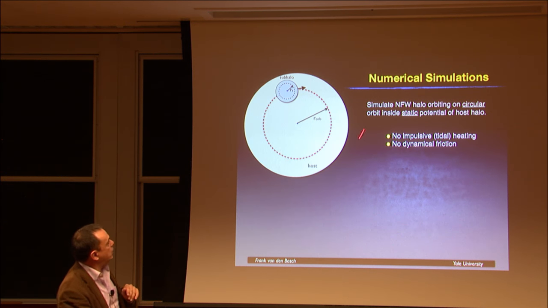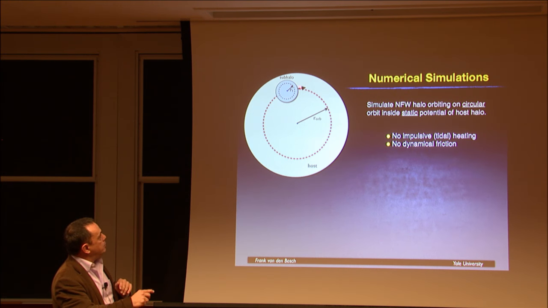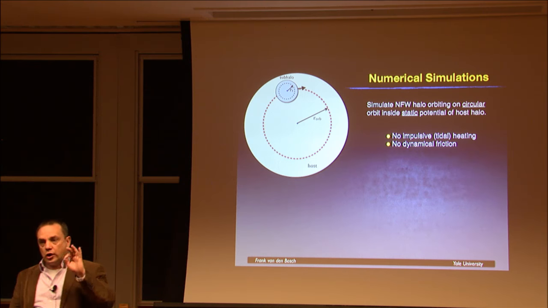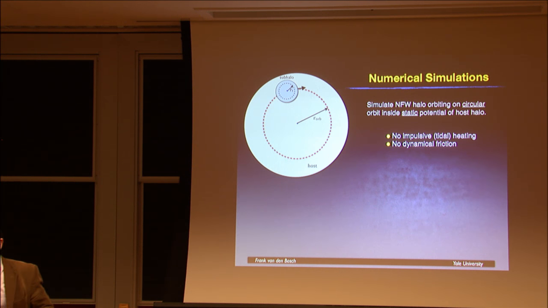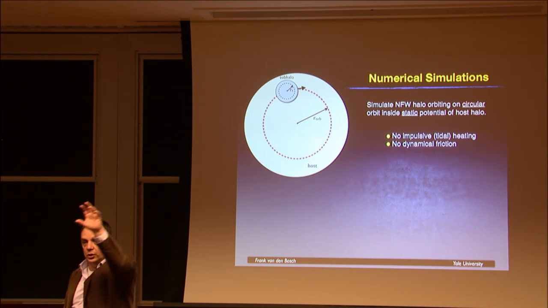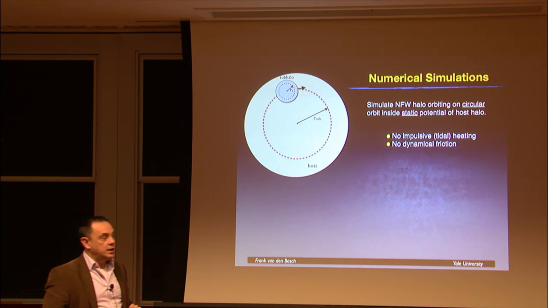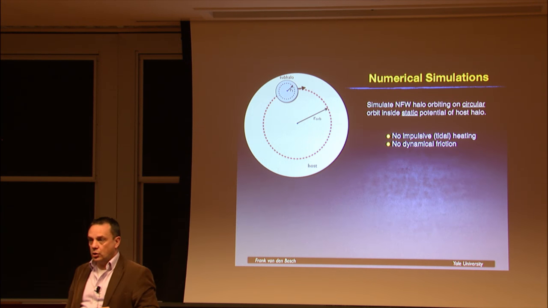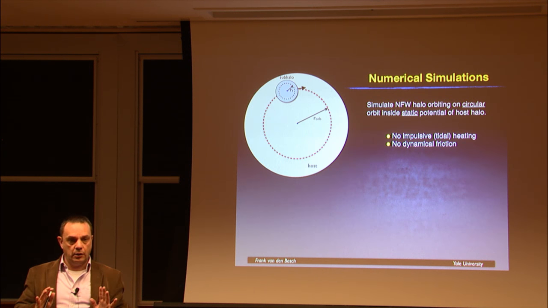Okay, so I'm having an analytical host halo, an n-body subhalo, and I'm going to put it on a circular orbit. Not because circular orbits are the most realistic, but because along a circular orbit I have no impulsive tidal heating. I have a fixed tidal field. So that's easier. In addition, I'm having an analytical host halo, so I have no dynamical friction. Okay, so it's just tidal stripping.